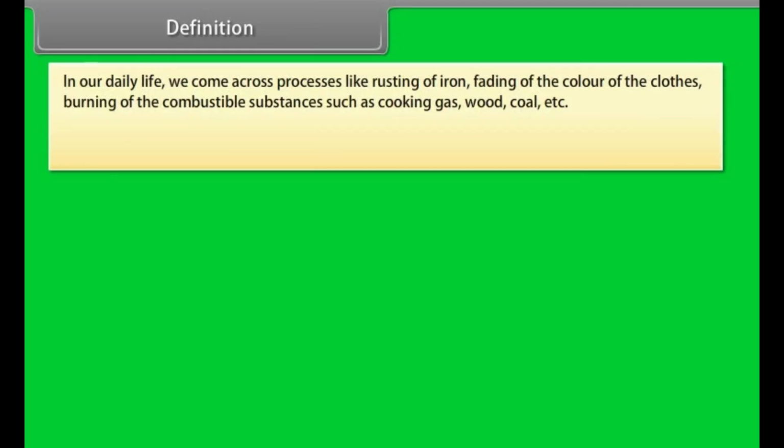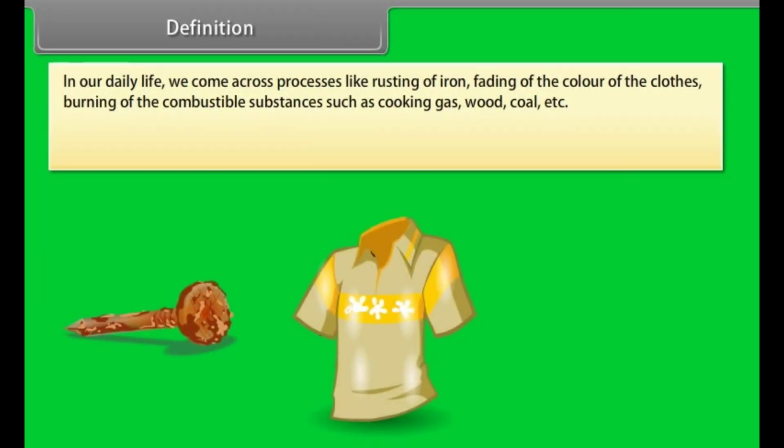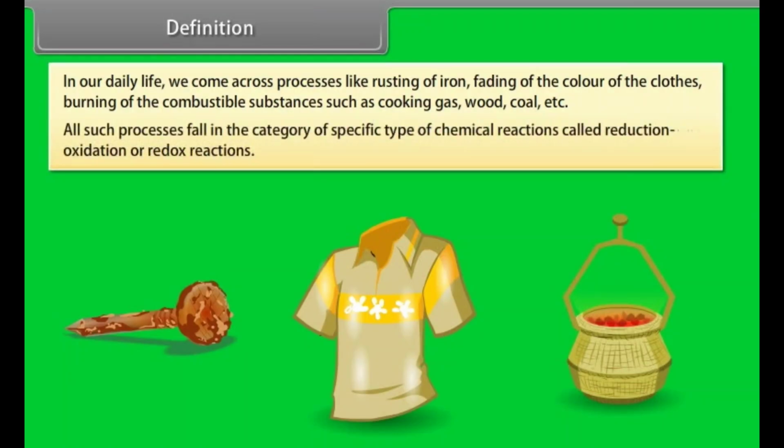Definition. In our daily life, we come across processes like rusting of iron, fading of the color of clothes, and burning of combustible substances such as cooking gas, wood, coal, etc. All such processes fall in the category of a specific type of chemical reaction called reduction-oxidation or redox reactions.